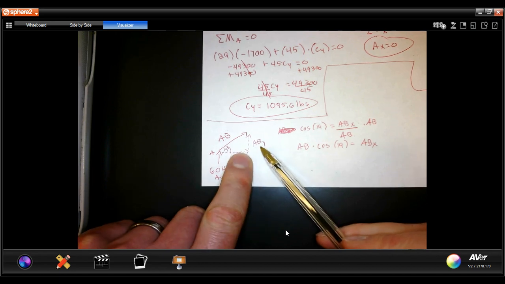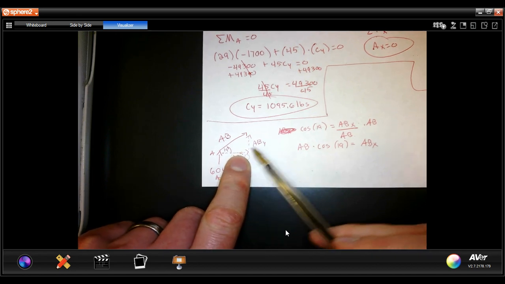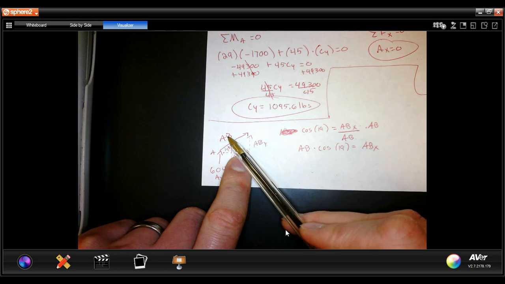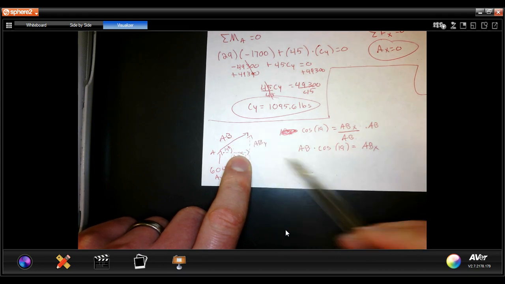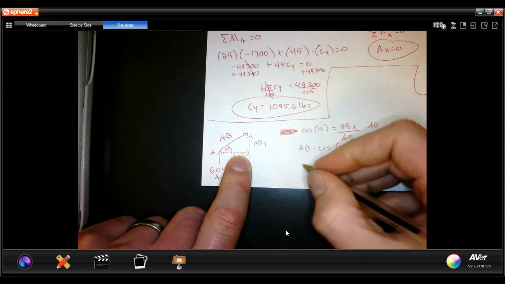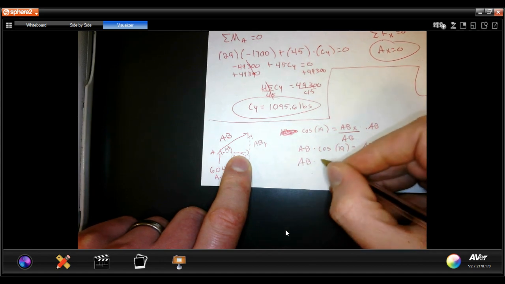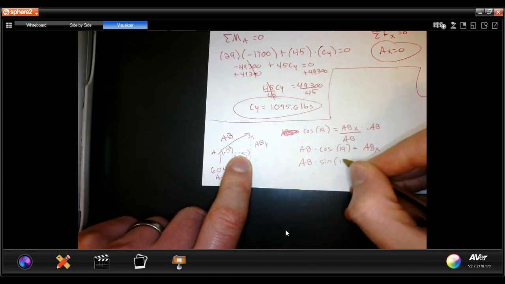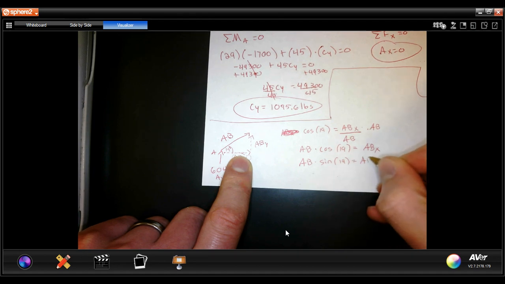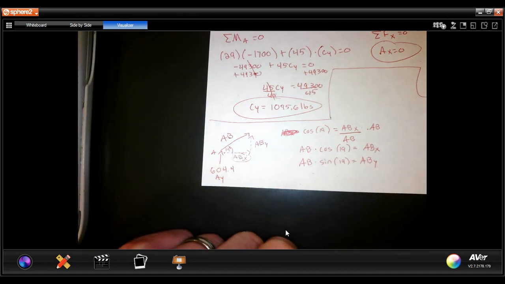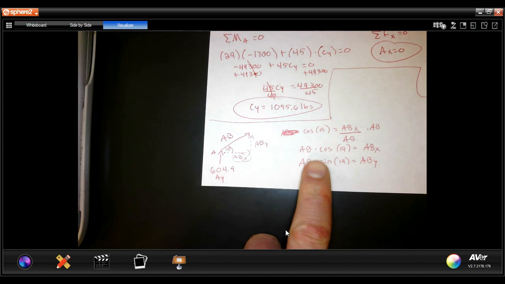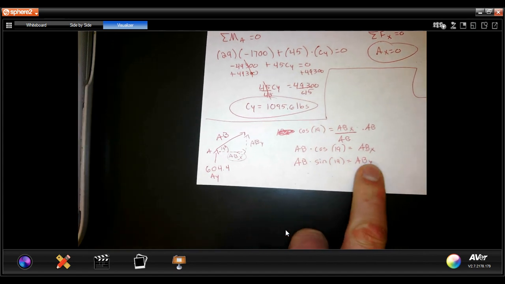Likewise, we could do that same type of math to solve for ABY. But this time, if you cover up ABX, ABY is the opposite, and we're still going to use the hypotenuse. The opposite over the hypotenuse is sine. So it's the same exact equation, except instead of cosine, it's sine, and that's for ABY. So now we have our two equations for ABX and ABY.